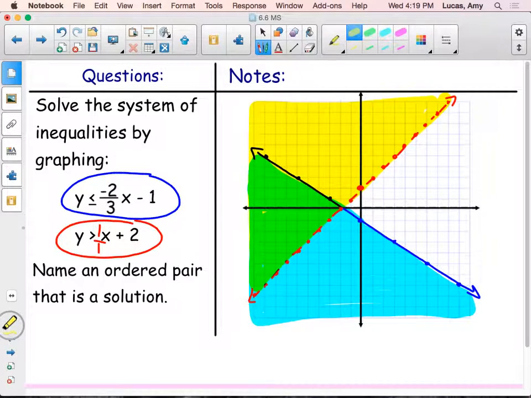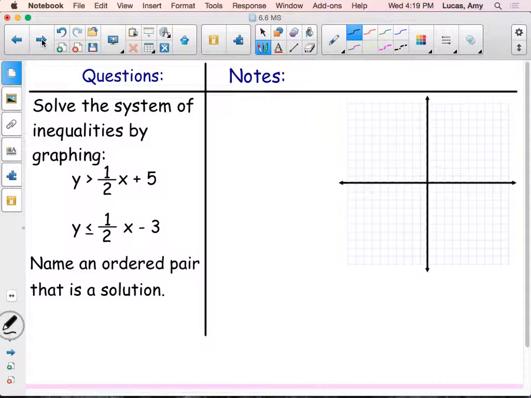Again, you can see the area that's shaded twice because it changed colors. So a point that would be in my solution set this time, I can pick a point like maybe this one, and that would be -6, 2. One more example.